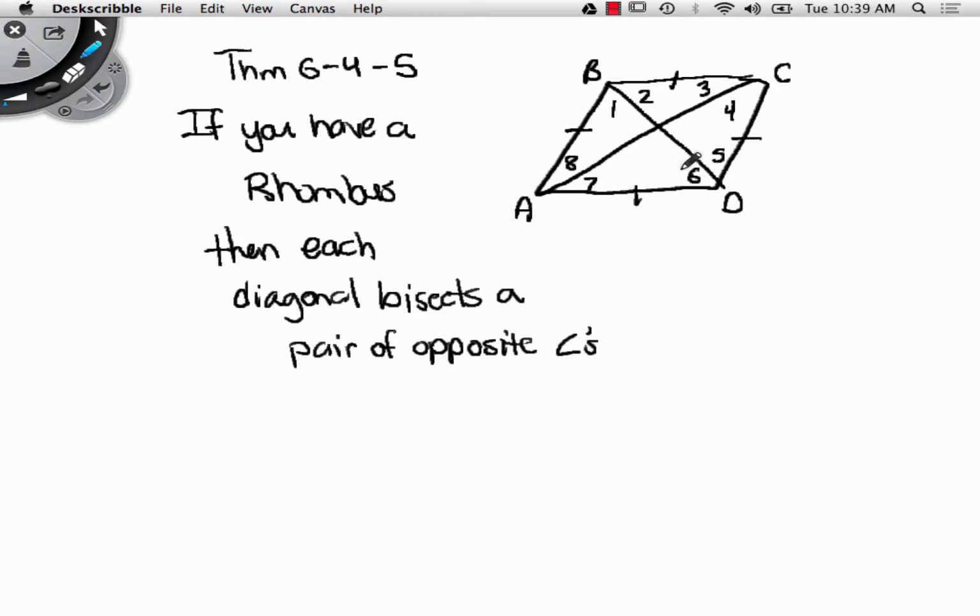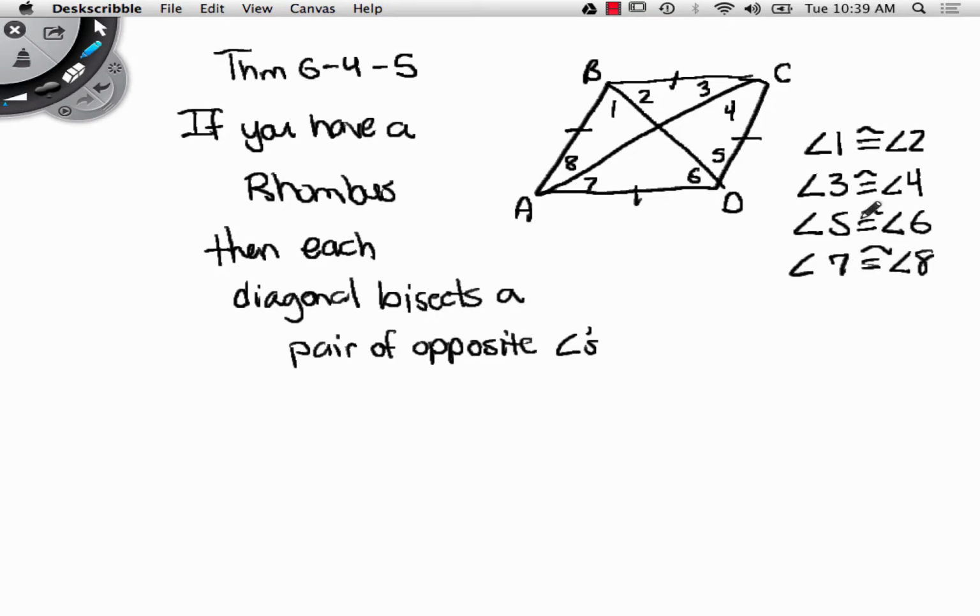Okay, so what's the consequence then? Well, BD is a diagonal, right? So what it does here, Carl, is it cuts angle B in half. So I now know that angle 1 must be congruent to angle 2. So it cuts this opposite angle into 2 congruent halves. I know that angle 3 must be congruent to angle 4. I know that angle 5 must be congruent to angle 6. I know that 7 must be congruent to 8.